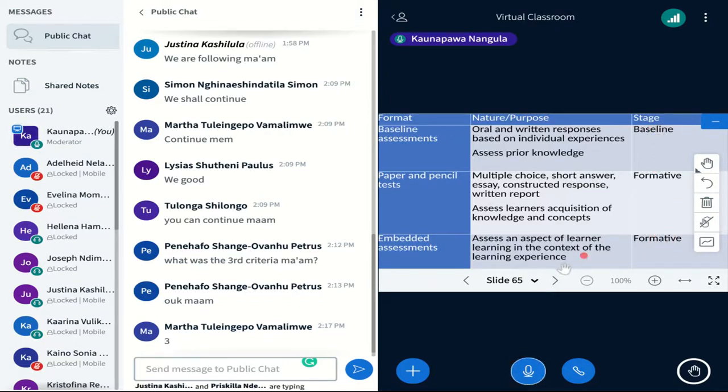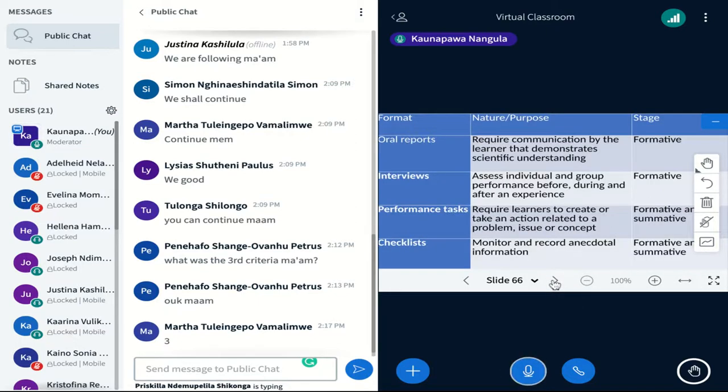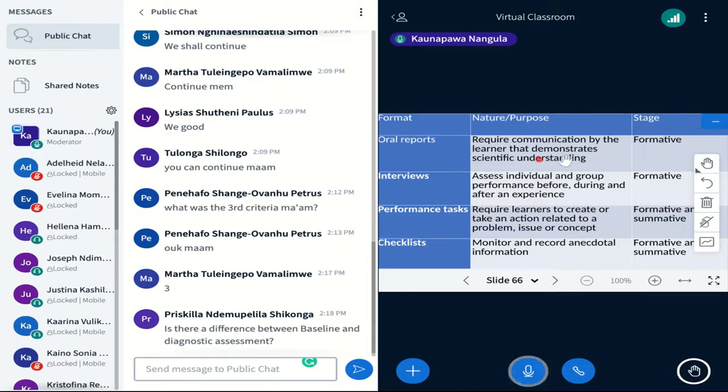We have got formative. And then moving on, we have got oral reports. These require communication by the learners that demonstrates scientific understanding, whatever understanding they have, but then they present it orally, by communicating, and this could be formative.